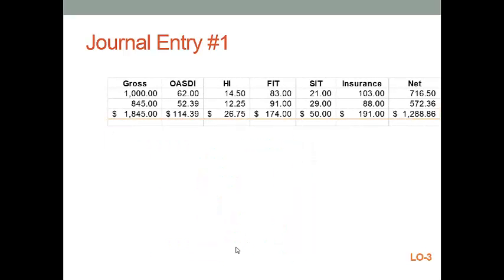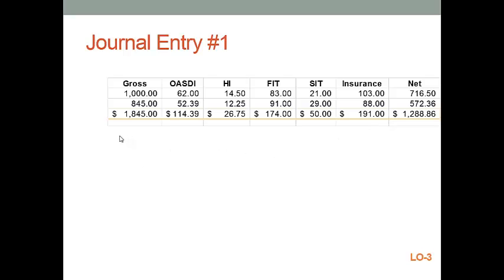Let's look at a real example. Here I've got 2 employees, and this is basically a payroll register. One made $1,000 this pay period, and one made $845 this pay period. I've already calculated how much OASDI, HI, FIT, SIT, and insurance is going to be withheld from the paycheck.